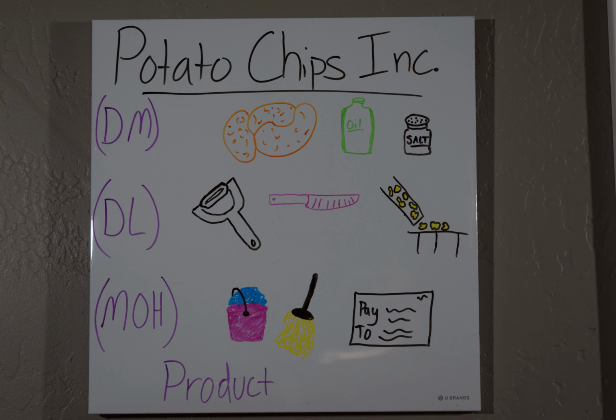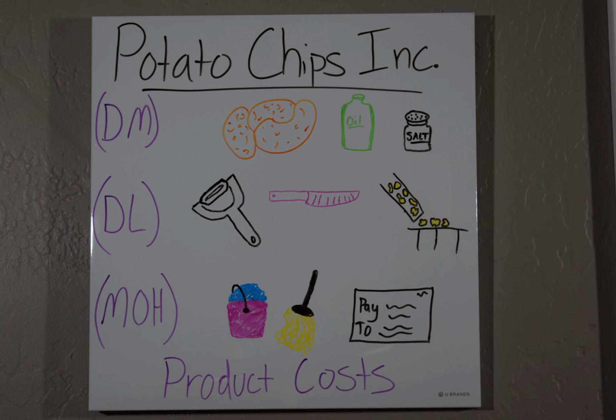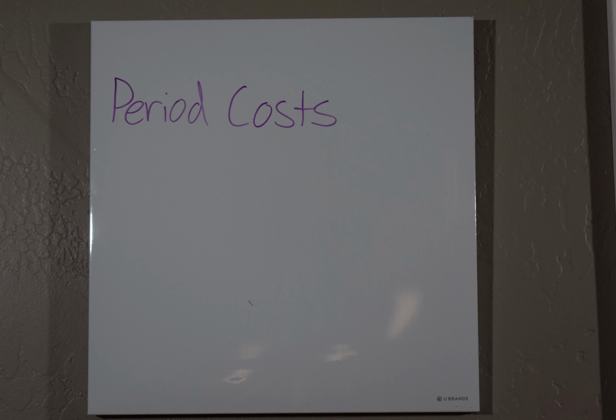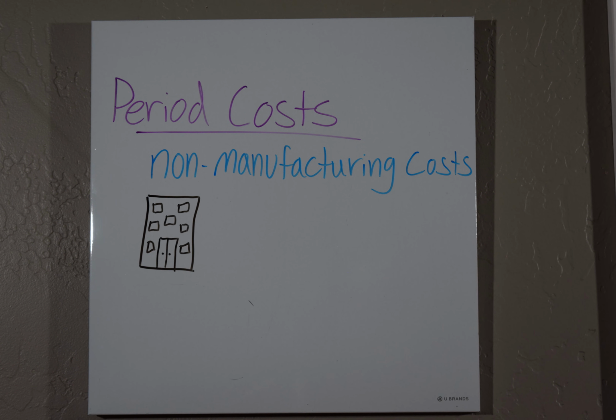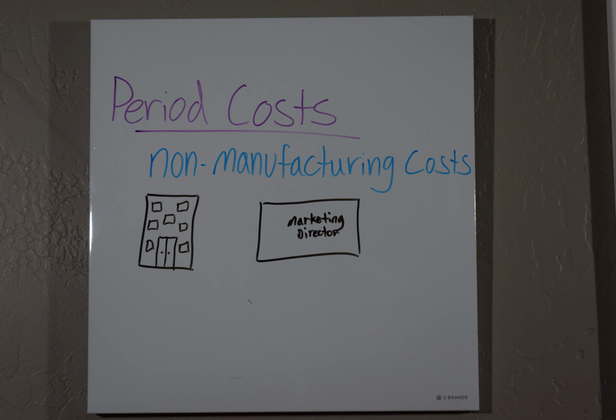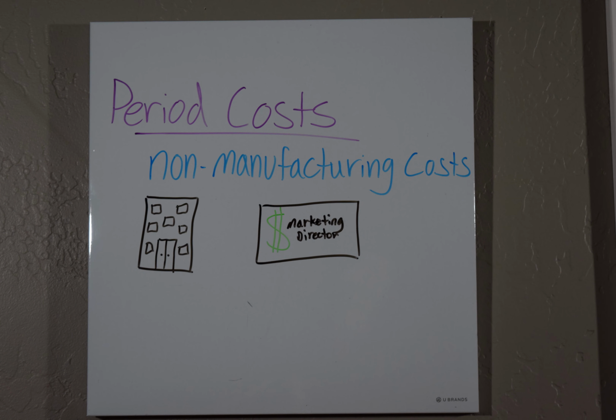These are considered product costs and are recorded as an asset and then expensed when sold. The opposite of a product cost is a period cost. These are non-manufacturing costs such as rent on the corporate office or the marketer's salary. These are expensed when incurred.